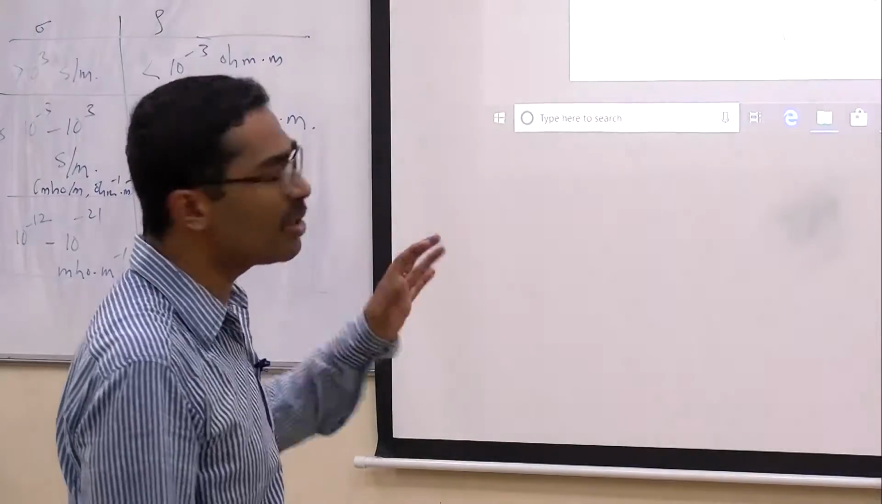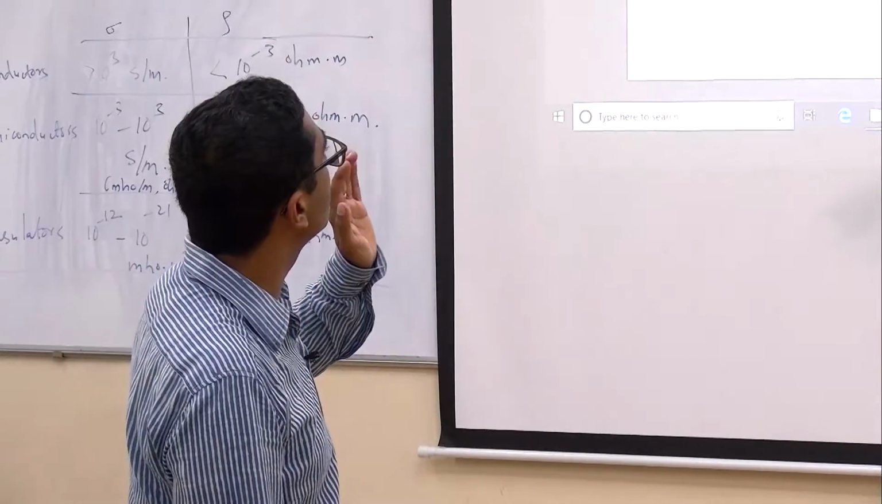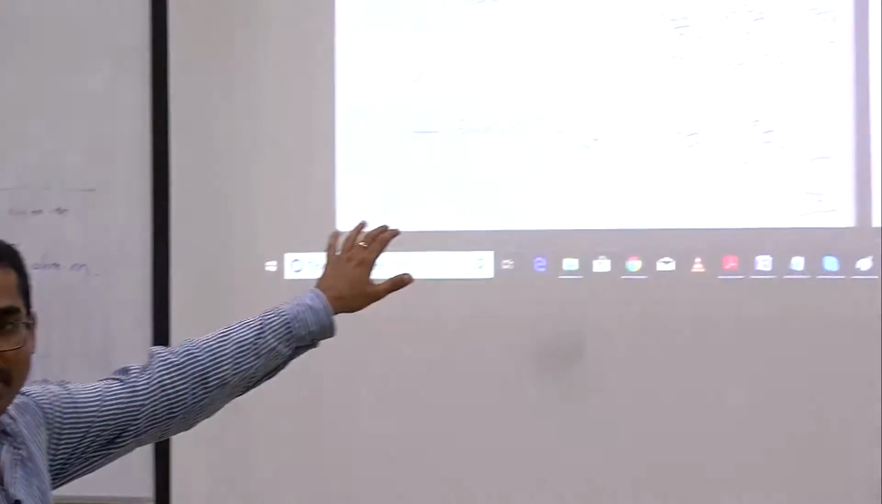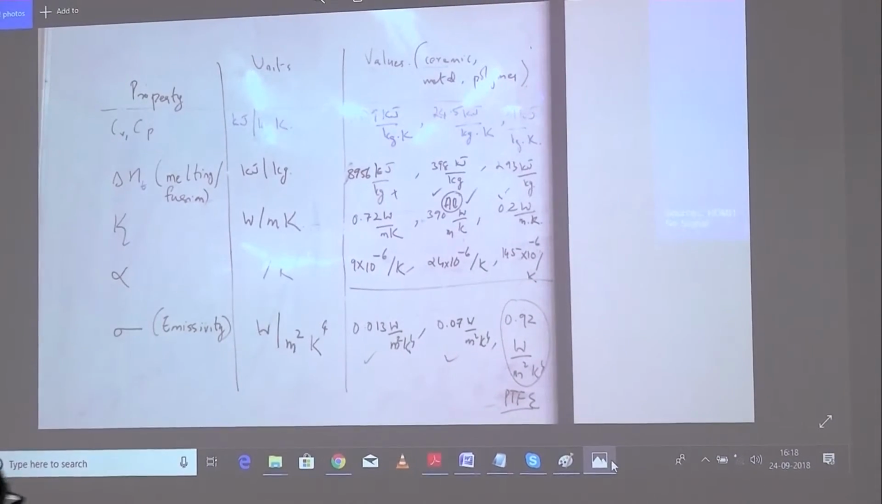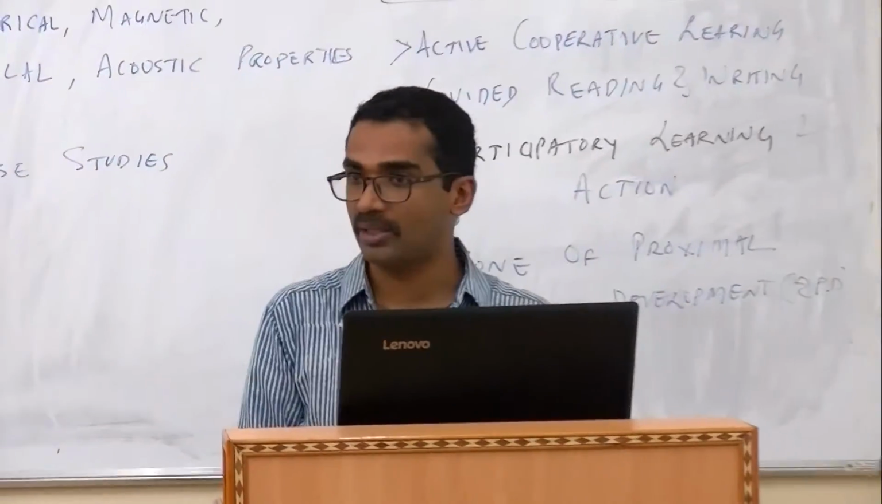So I expect you to remember the ballparks. As you go from, let us say, a ceramic to a metal to a polymer, how do the trends change for thermal conductivity? Similarly, as you go from conductor to semiconductor to insulator, how do the rho, sigma values change? This is very important. Okay.